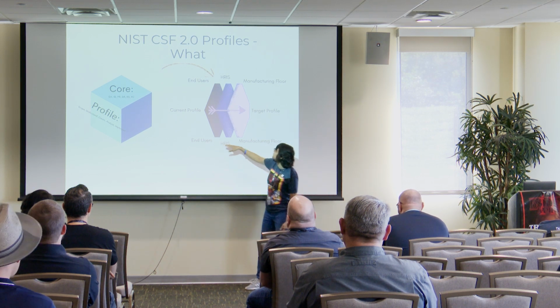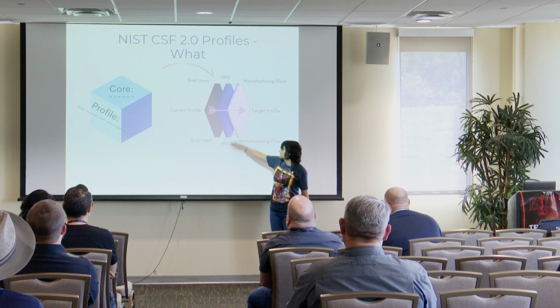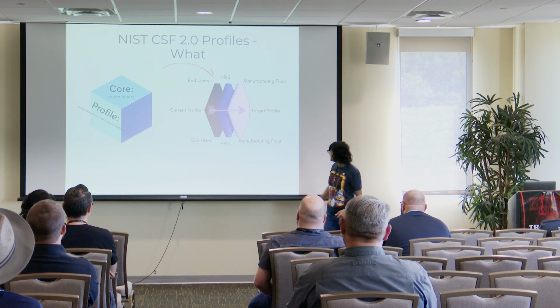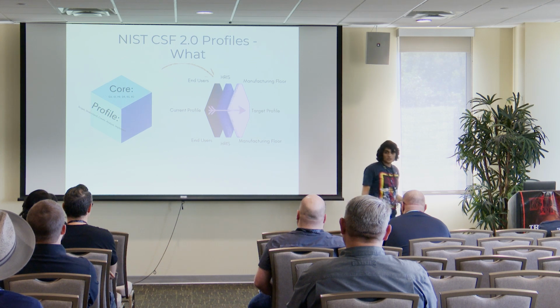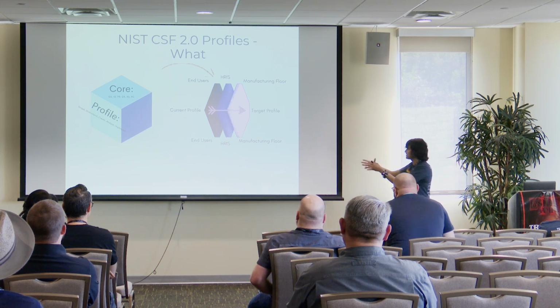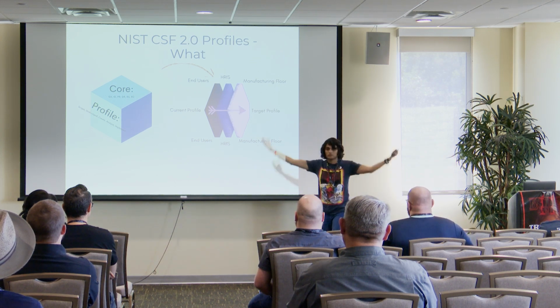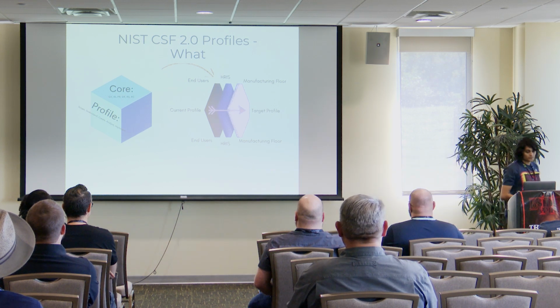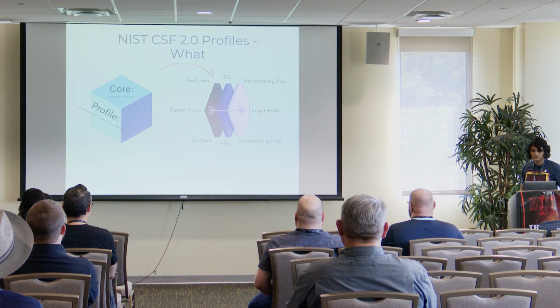So we have end users. We have an end user slice. We have an HRIS, Human Resources Information System slice. Then we have a manufacturing floor slice. And then when you put all these slices together, you have your entire supra system that we are attempting to address from this CSF 2.0.